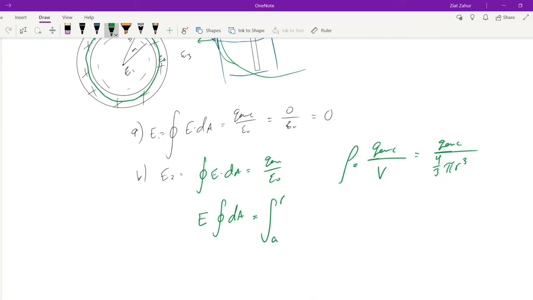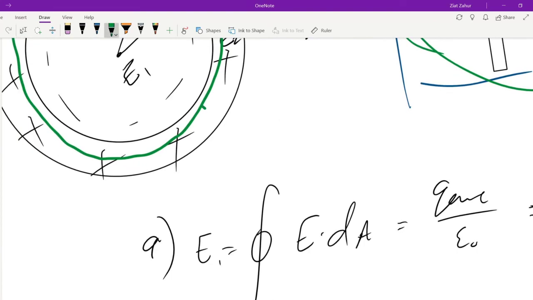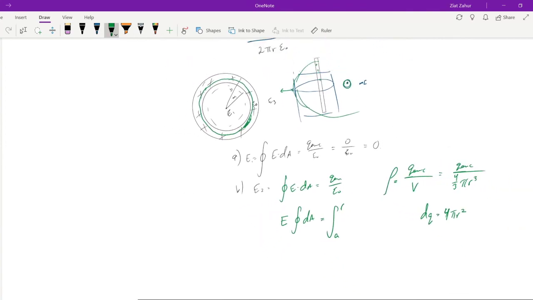Q enclosed is, so let's see, dq must be equal to 4 pi r squared, this is the surface area, times dr. dr is the tiny amount of radius that you're going to extend out. So if I zoom in, dr is going to be the tiny amount that you're going to extend out to make it like a shell, a thin little shell. So you get dr, and of course times rho. I forgot rho. Here's rho.